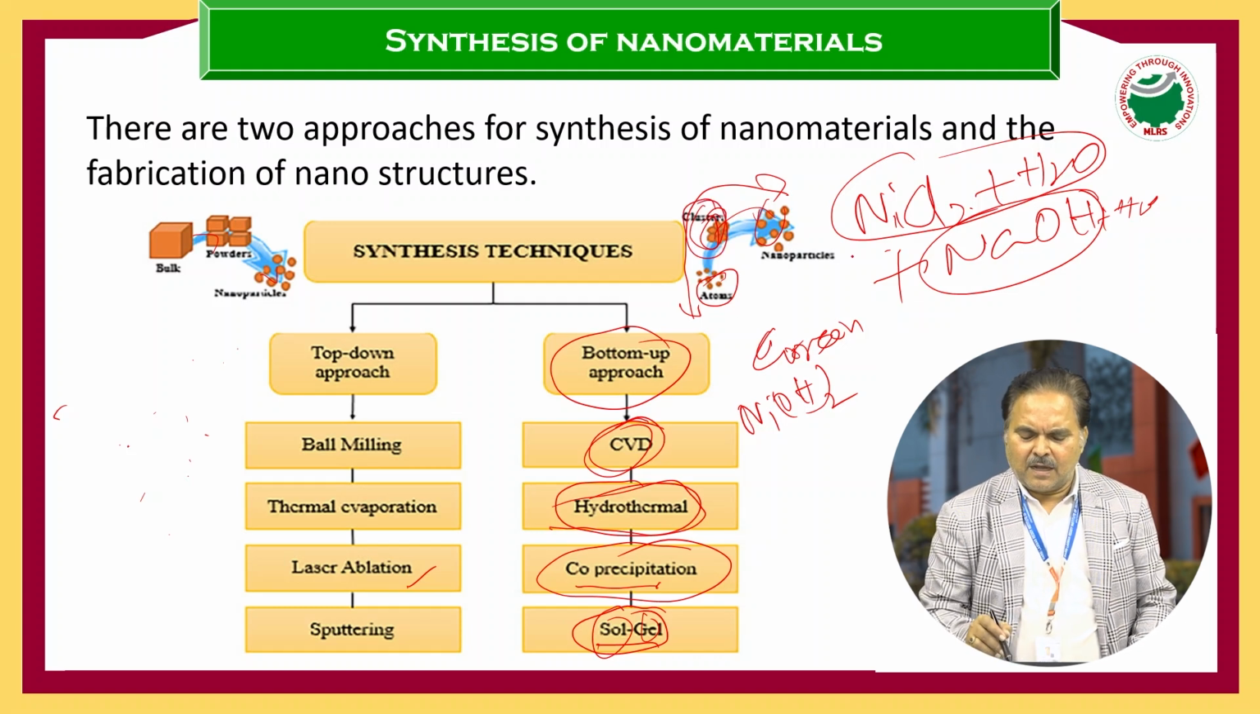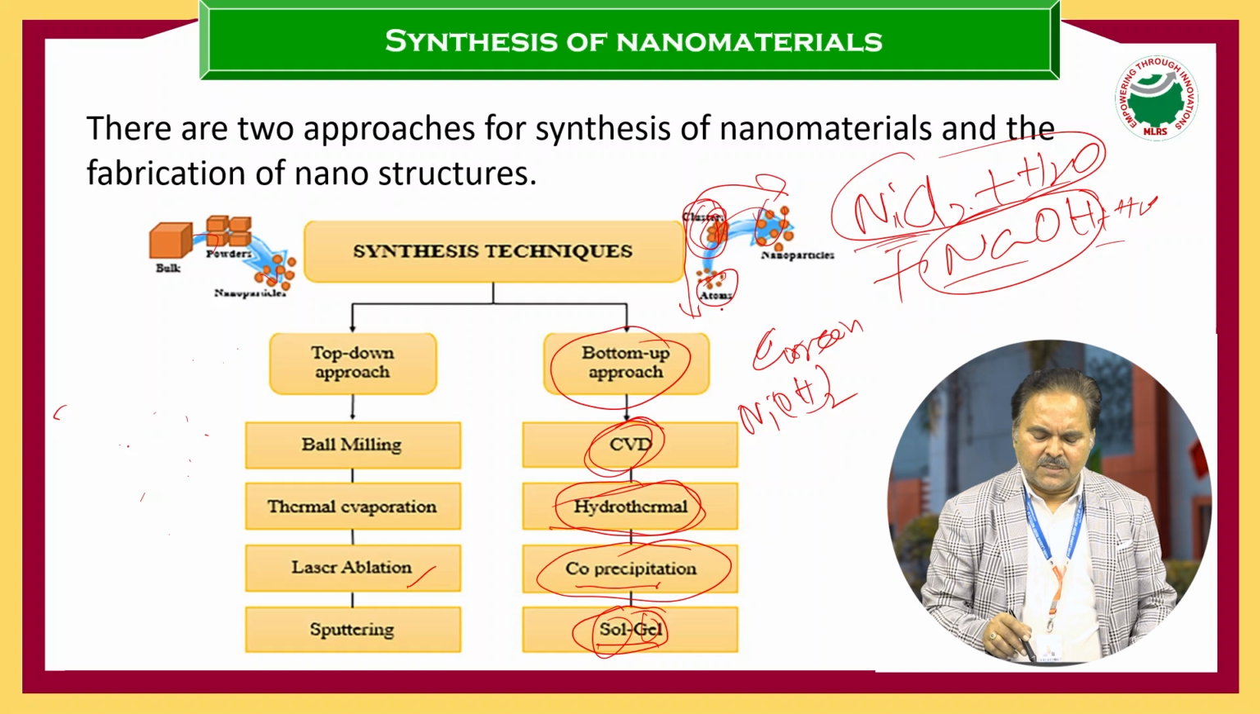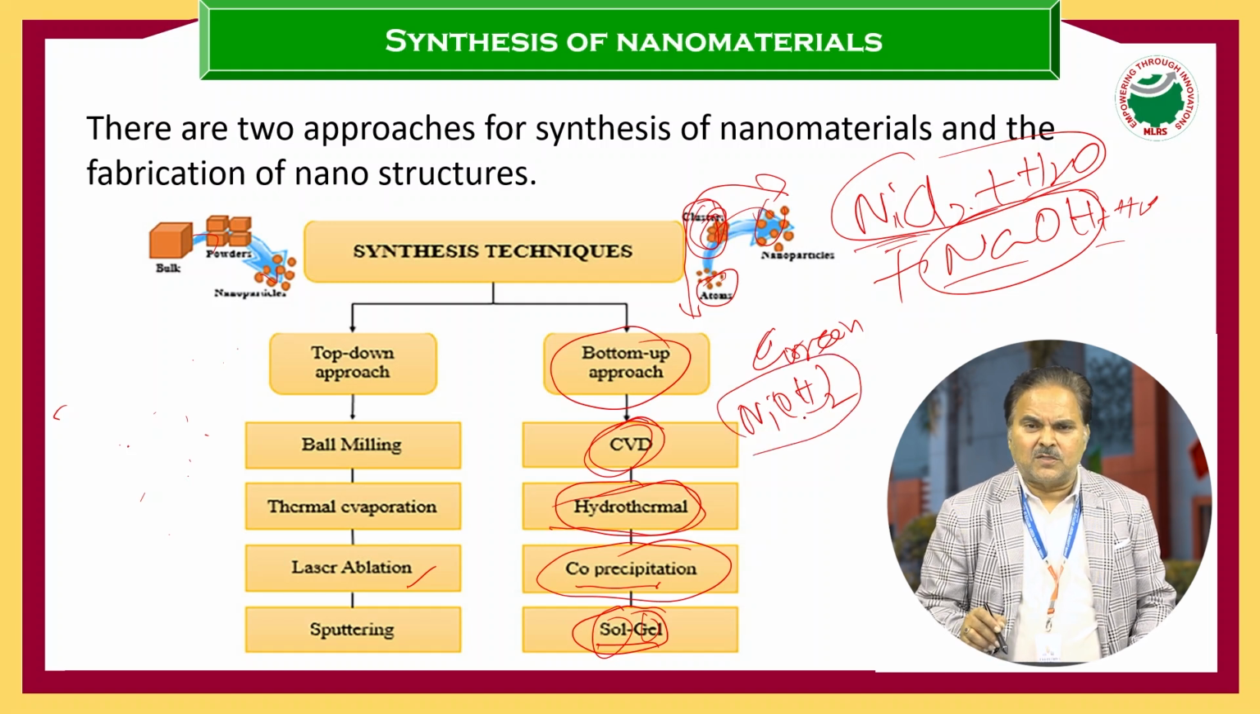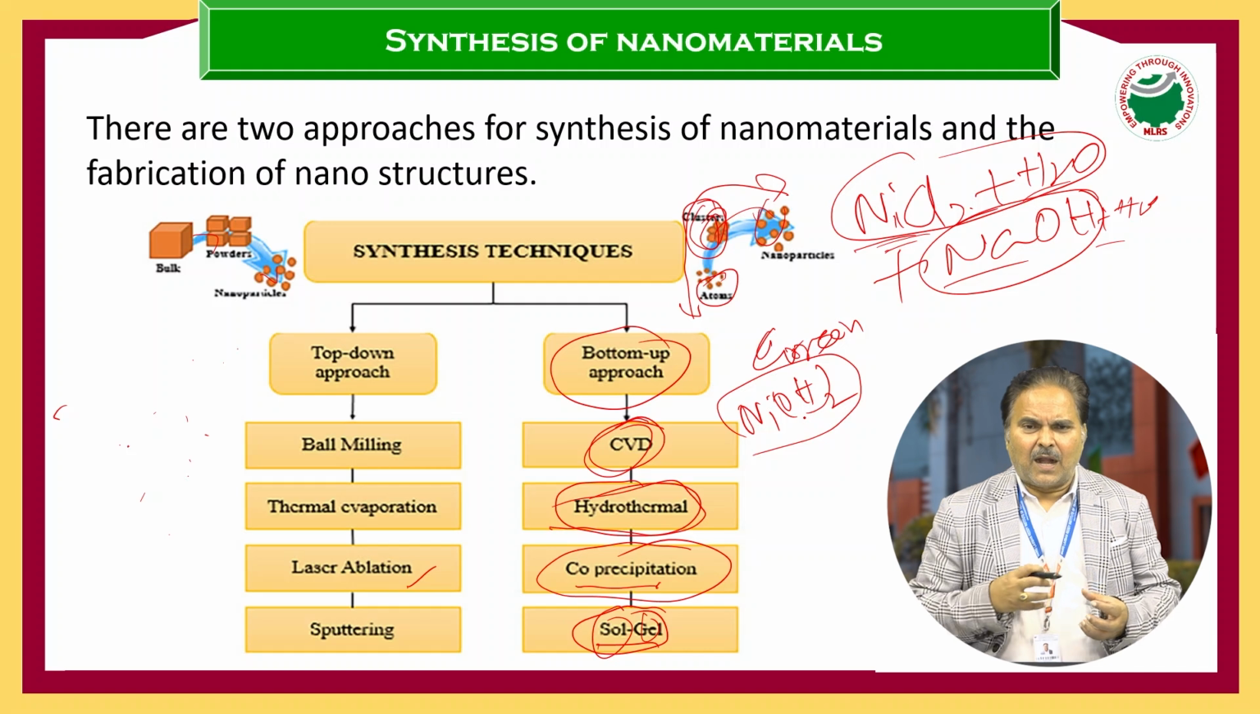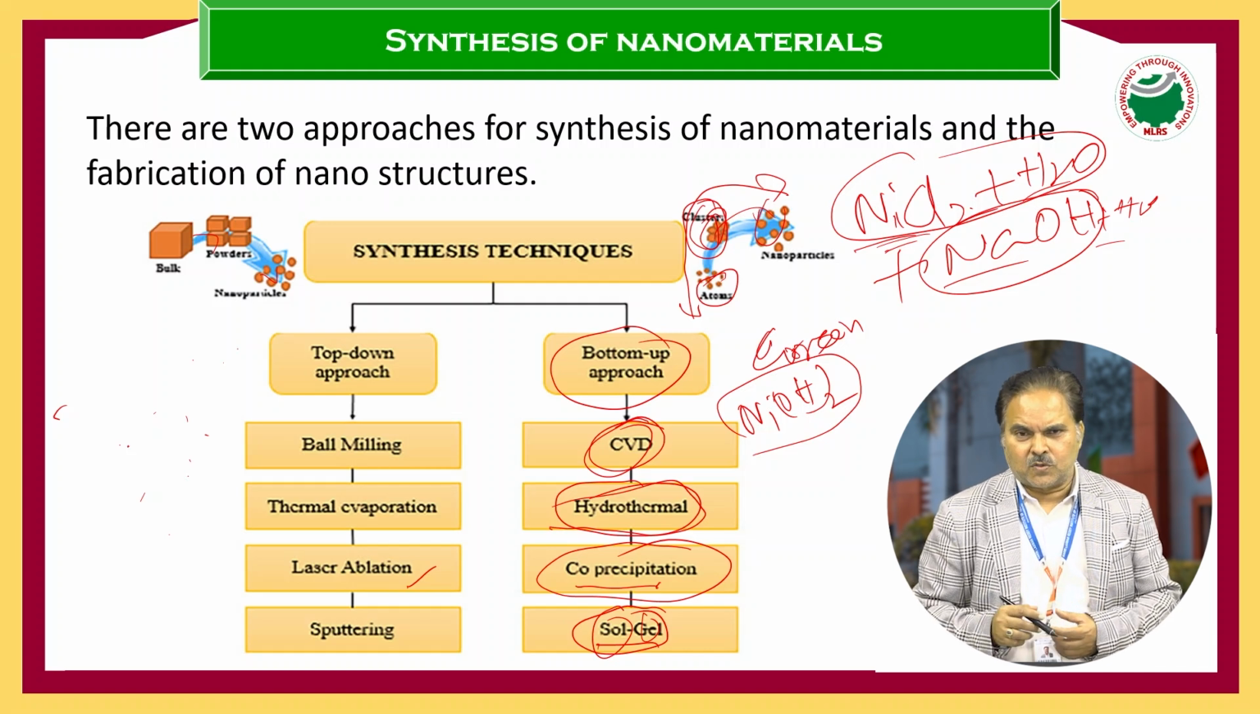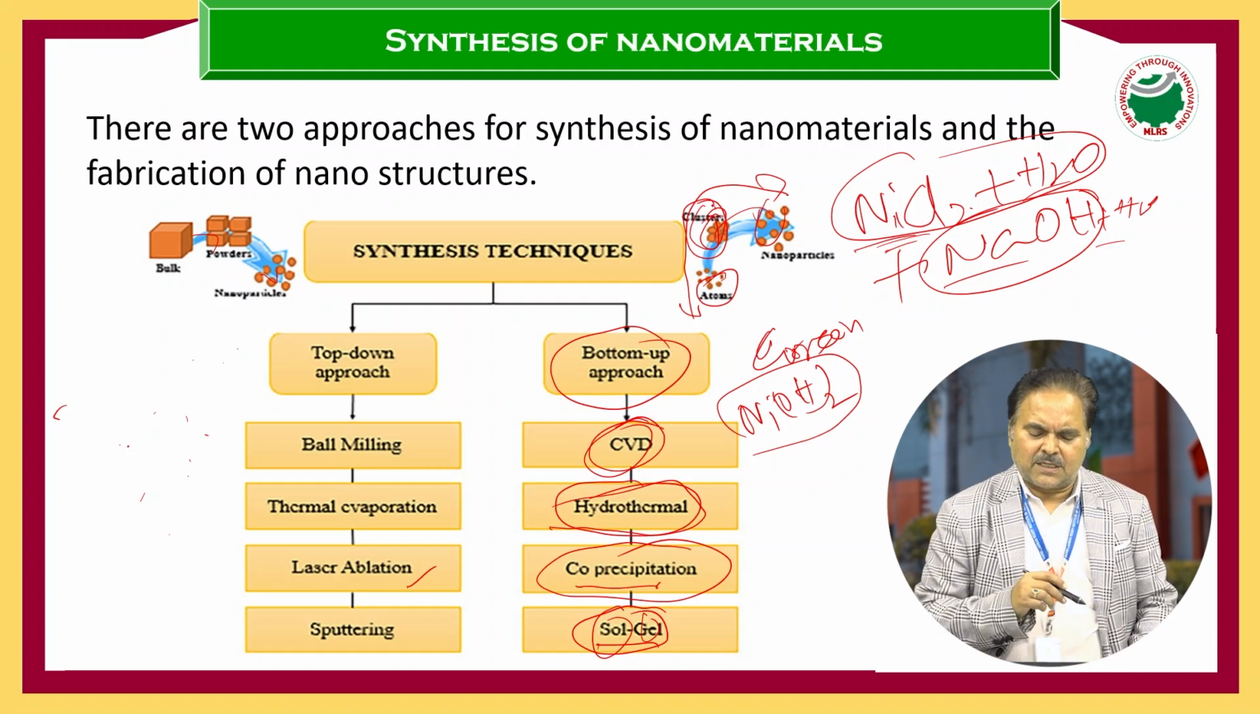So we are taking nickel chloride, NaOH and H2O, so the atoms we are mixing. These atoms make clusters, Ni(OH)2 clusters. All will be aligned like that, Ni(OH)2 type. So it is a cluster type. And we want to make nickel oxide.